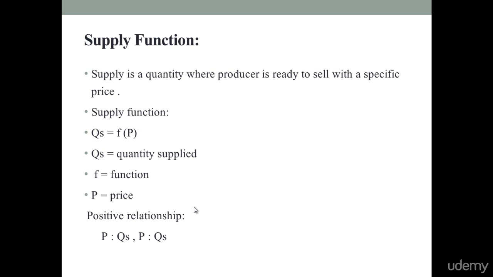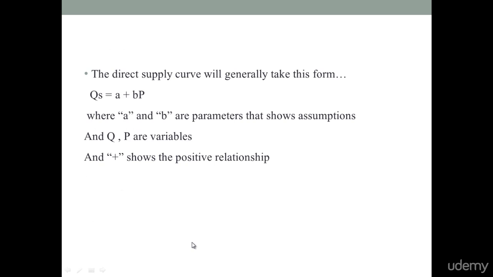Okay. Now, what is the supply function? Supply is the quantity that a producer is ready to sell at a specific price. The supply function is: quantity supplied is a function of price, where QS stands for quantity supplied, F stands for function, and P stands for price. It has a positive relationship because when price increases, quantity supplied also increases. When price decreases, quantity supplied decreases. It has a positive relationship.